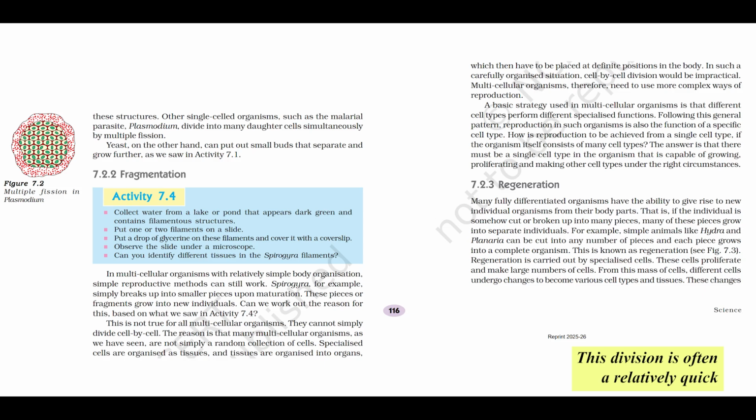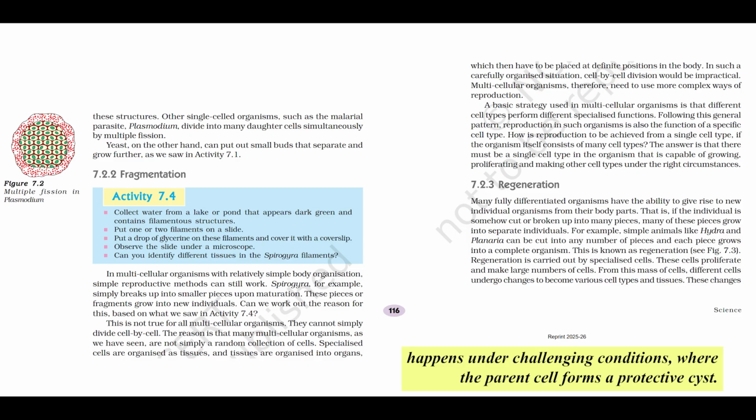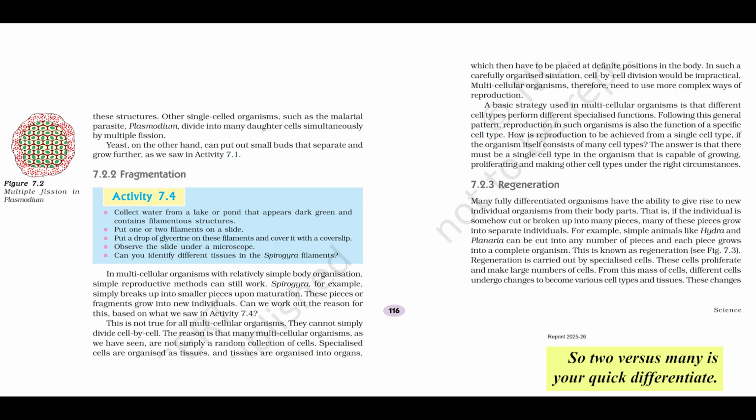This division is often a relatively quick, direct splitting. In multiple fission, a single parent cell divides repeatedly within itself to produce many daughter cells simultaneously before releasing them. Think multiple for many. This often happens under challenging conditions where the parent cell forms a protective cyst. So two versus many is your quick differentiator. Two versus many. Got it. Binary is two, multiple is many.